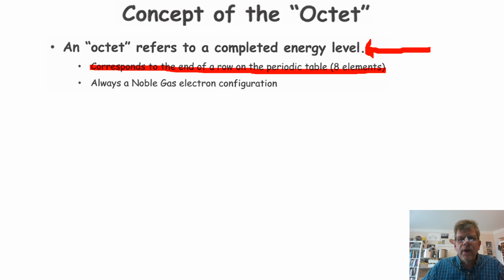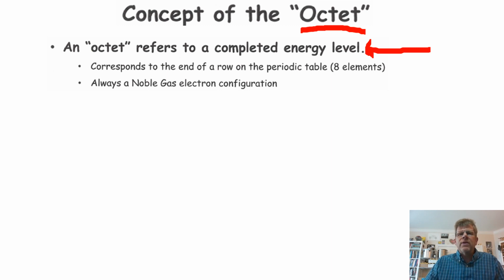Now this is called, by a loose definition, an octet. It means we have completed an energy level. It's not always the case, but oct is the term for 8. It's a term for 8 elements. And a row on a periodic table always ends with a noble gas. Now, a noble gas has what is considered a noble gas electron configuration.